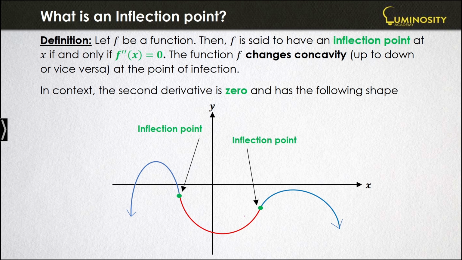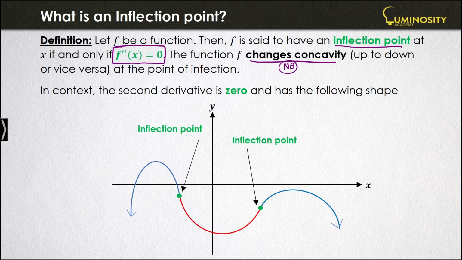Then f is said to have an inflection point at the point x if and only if the second derivative at that point x is equal to 0. So what's happening graphically is that the function f is changing concavity. That's really important. But an inflection point on its own doesn't just rely on the fact that its second derivative is equal to 0. The concavity must also change on the left and the right of that inflection point.